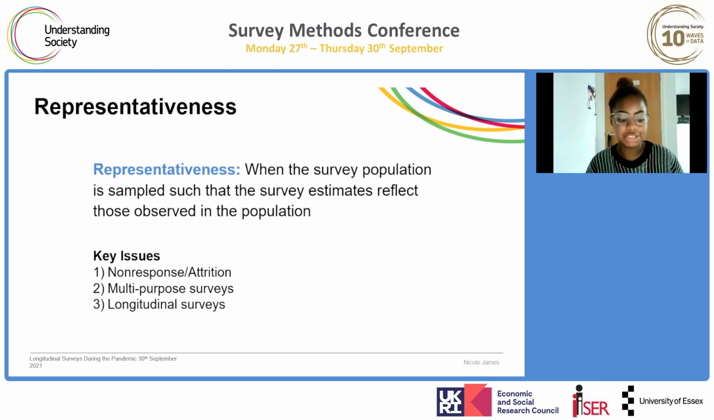So general population panel surveys aim to collect data from a sample that describes a target population, typically a country, over time. So representativeness is when the survey population is sampled such that the survey estimates reflect those observed in the population. And therefore, measuring representativeness can be used as an indicator for survey quality. And I'm now going to talk about some of the issues that are related to representativeness.